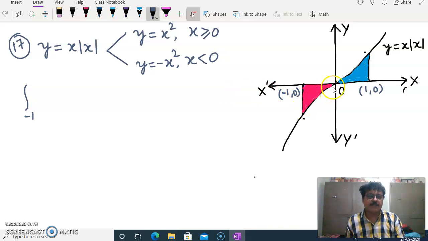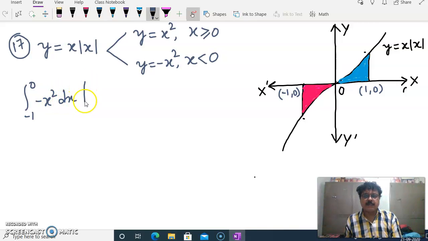Again, from minus 1 to 0, the area bounded is below the x-axis. That means this pink portion will be having a negative value, modulus में लेना पड़ेगा, and this sky blue portion, this has to be taken in positive. So minus 1 to 0, it is, since less than 0, we will say minus x square dx, and that too in modulus. So area bounded will be this form only.